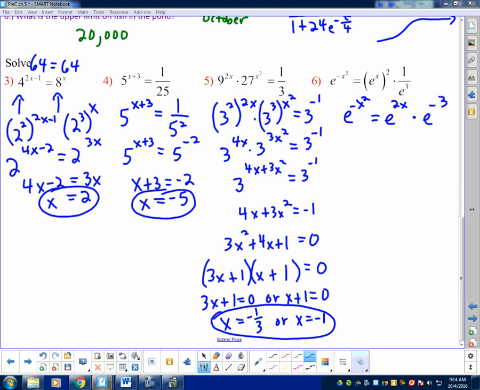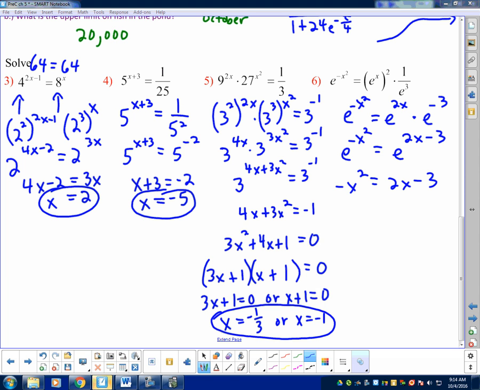Okay, now I need to combine these two together. So I have e to the negative x squared equals e to the 2x minus 3 power. Now I have matching bases on the left and right. So set the powers equal to each other. I have negative x squared equals 2x minus 3.